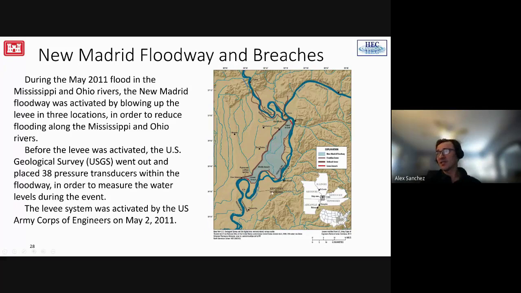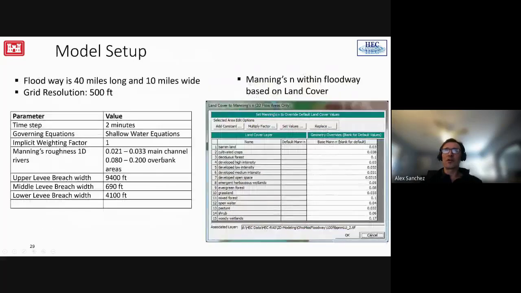And before they did that, the USGS went out and put out 38 pressure transducers to measure the water levels during the event after they breached the levee. And then after, I think, a few days, they did another breach at the lower end to let the water drain out of the floodway. So the floodway is about 40 miles long and 10 miles wide, and a resolution of about 500 feet was used for the simulation. And the table shows the model setup.